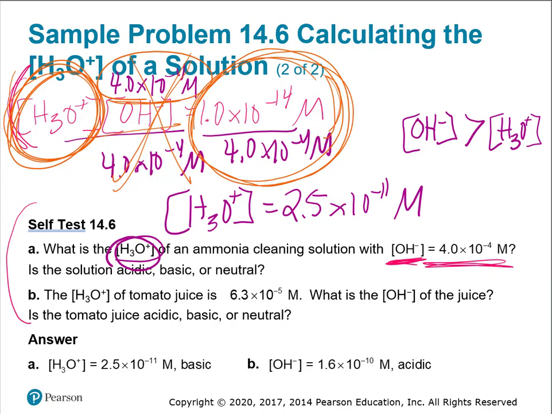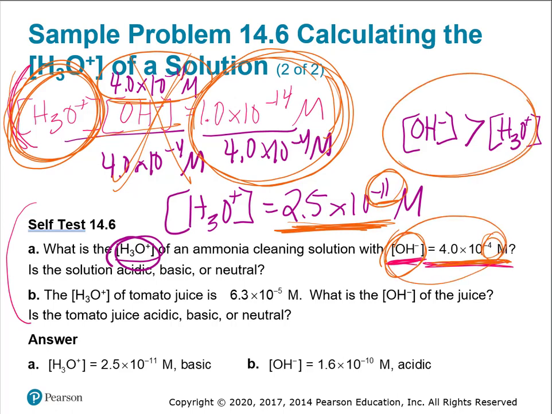So we want to plug this into our calculator: 1E negative 14, or 1 times 10 to the -14th, divided by 4 times 10 to the negative 4th. And we should get 2.5 times 10 to the negative 11th. How do we know if it's acidic or basic? Well, we just look at our concentrations given. Hydroxide concentration is 4 times 10 to the negative 4. This one is 2.5 times 10 to the negative 11. Holy smokes, that is a small number. Negative 4 is definitely the bigger number, so hydroxide is greater than the hydronium ion, which means it is basic.